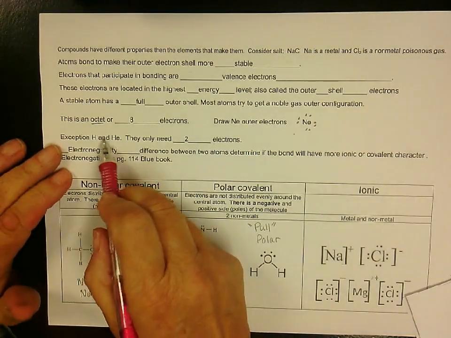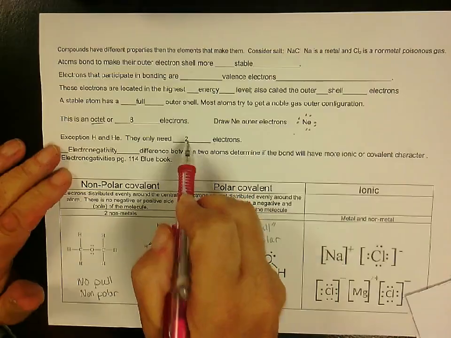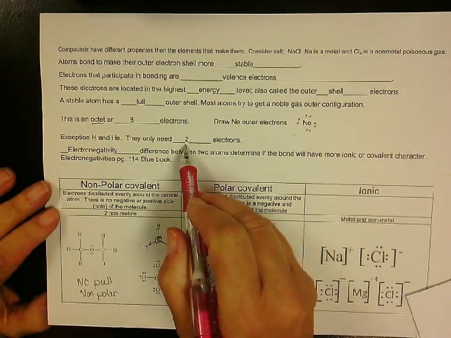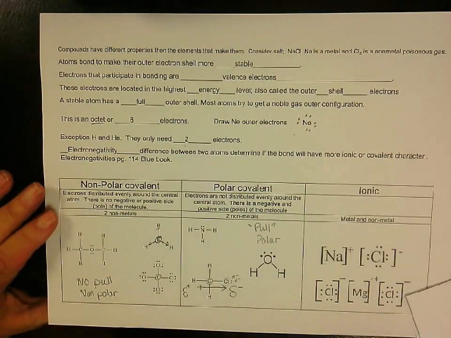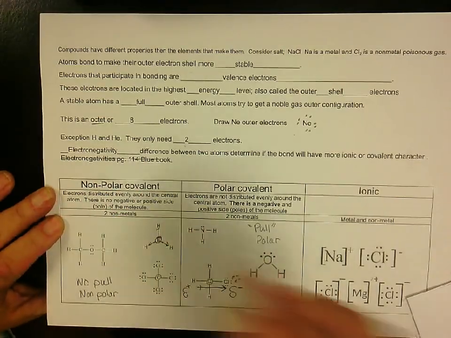We have exceptions of hydrogen and helium. They are in period 2, and those only need those 2 electrons. Okay, we're going to cross that out.